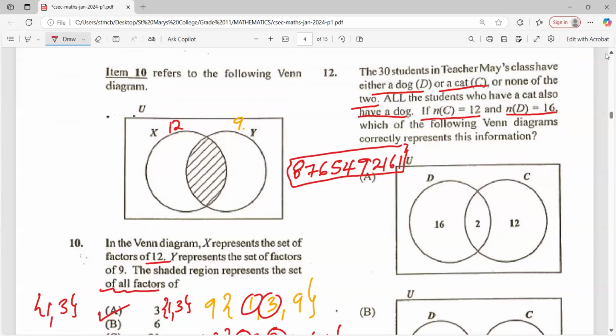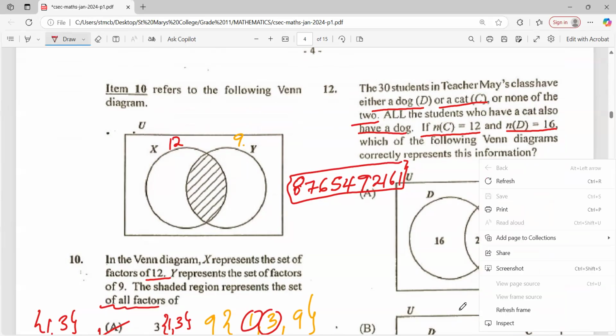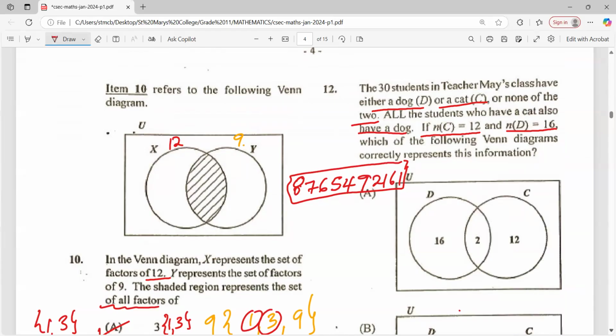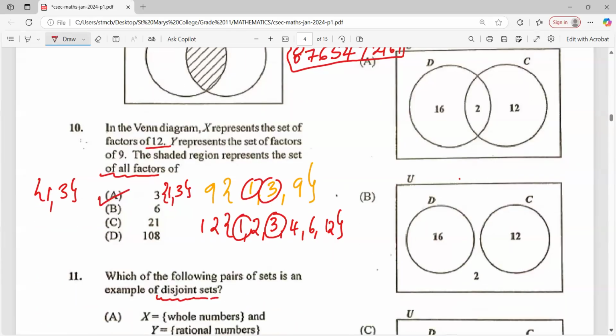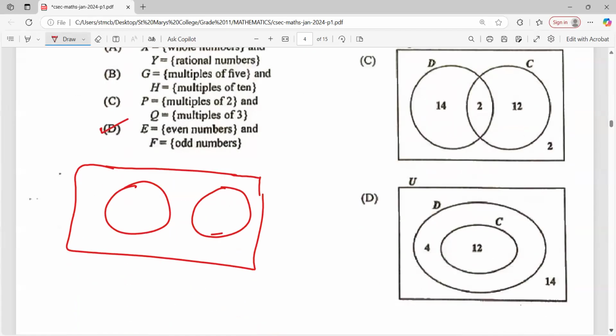So the students in teacher May's class have either a dog or a cat or none of the two. All the students who have a cat also have a dog. So if you have a cat, you have a dog. So which one of the Venn diagrams shows that? Let's see if we can figure it out. If you have a cat, you have a dog. So that would have been the one where one contains the other.